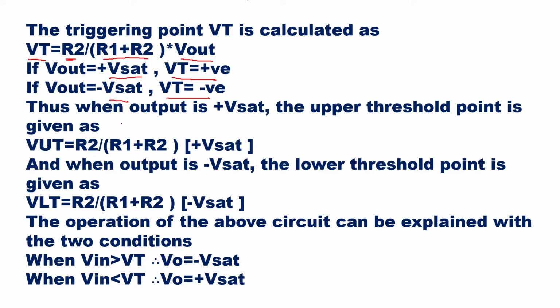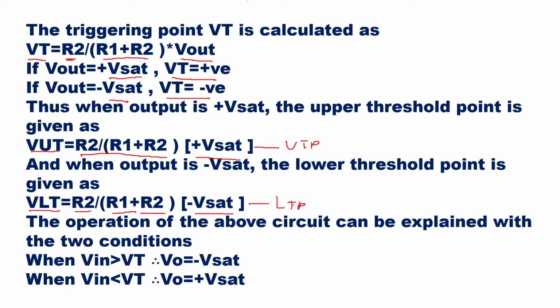Thus, when output is plus Vsat, the upper threshold point, which is important, VUT is given as R2 upon R1 plus R2 into plus Vsat. This is your upper threshold voltage, the upper threshold point. Similarly, you can have a lower threshold point when the output is minus Vsat, and that can be given as VLT is equal to R2 upon R1 plus R2 into minus Vsat. This will be your LTP point.